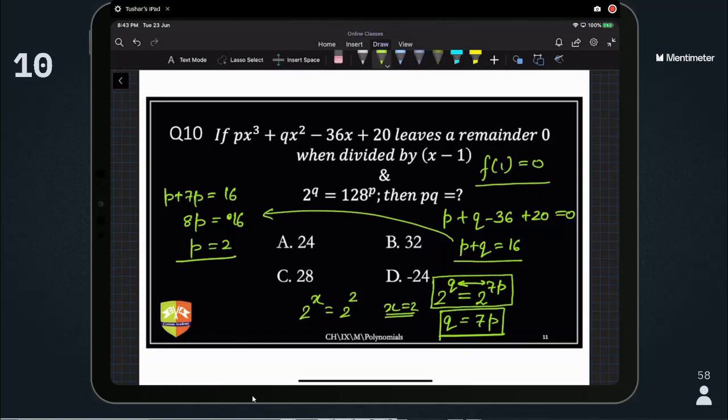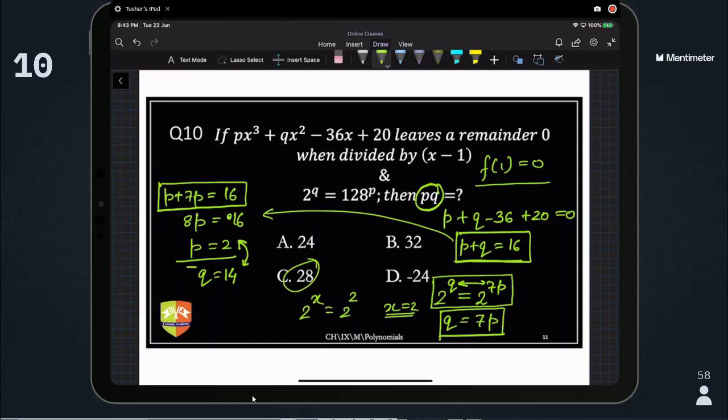So the moment I get q is equal to 7p, I put p plus 7p is 16. So I got p is equal to 2. If p is 2, q has to be 14, because the sum of p and q was 16. So 2 into 14 was what we needed to find out. That is 28. Anyone wants more explanation?